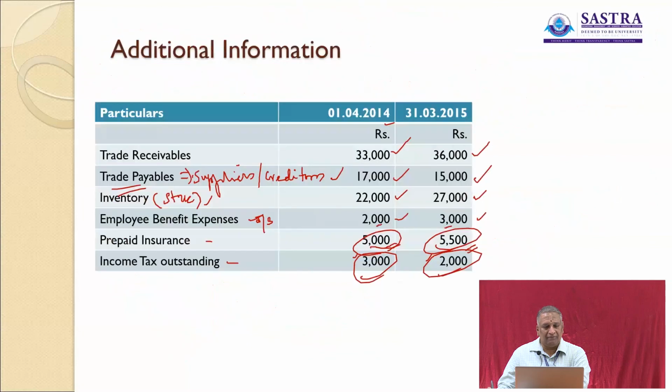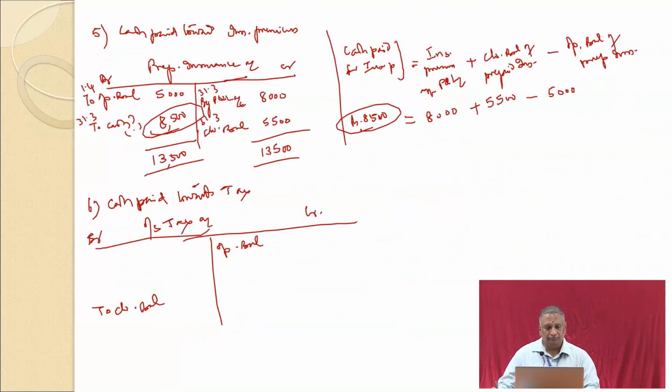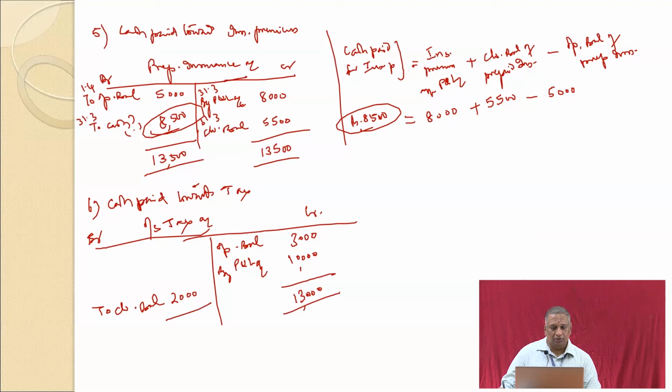The opening balance given in the question is 3,000 and 2,000 as opening and closing. And expenses claimed this year, to be credited by the P&L account, 10,000. So that means totally 13,000, of which 2,000 is closing balance. That means 11,000 is the difference. 13,000 minus 2,000 gets 11,000. This should be taken as cash, that is cash paid towards tax for the current year.